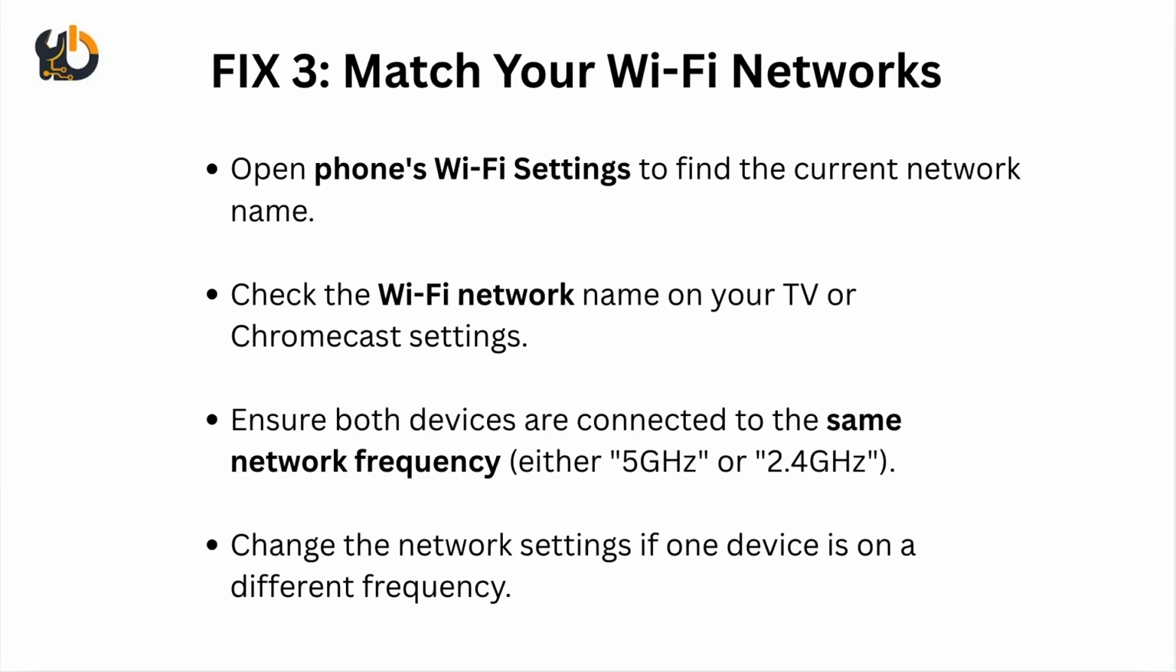Third fix is match your Wi-Fi network. Open phone's Wi-Fi setting to find the current network name. Check the Wi-Fi network name on your TV or Chromecast setting. Ensure both devices are connected to the same Wi-Fi frequency, either 5 GHz or 2.4. Change the network setting if one device is on a different frequency.